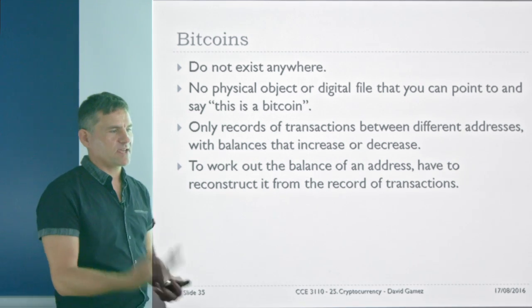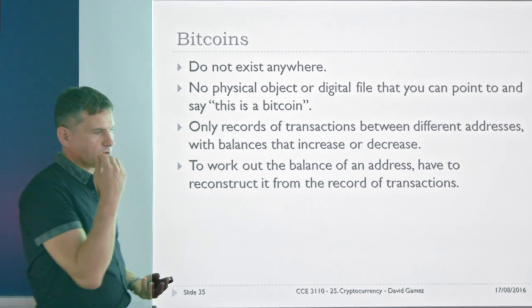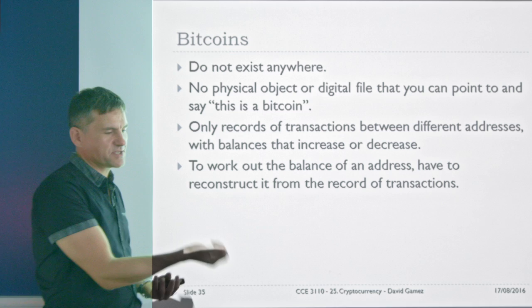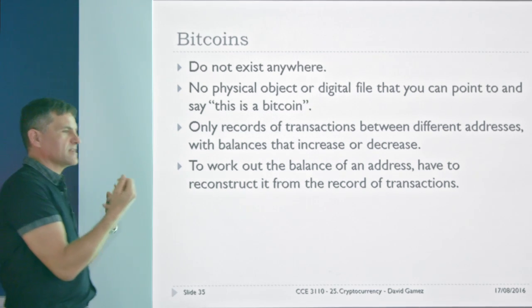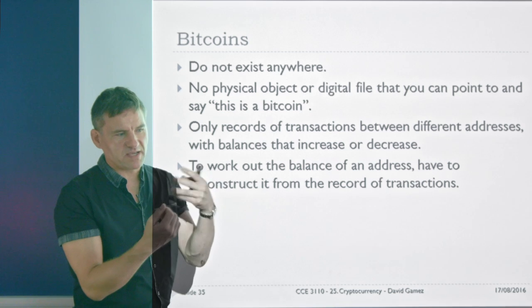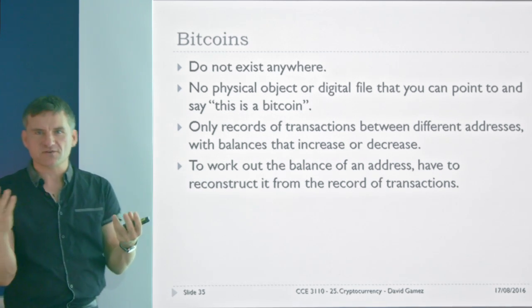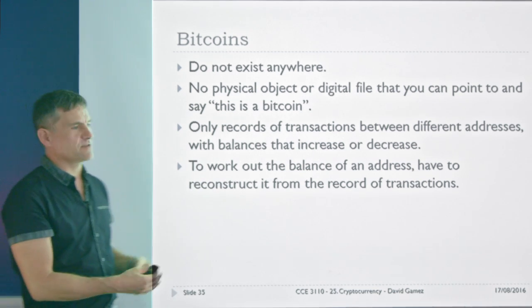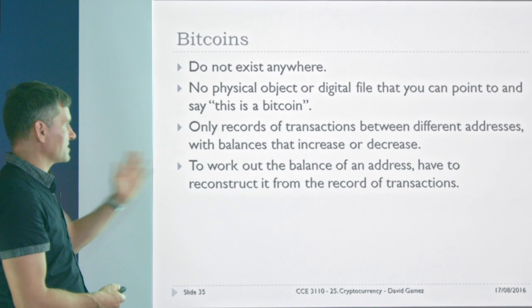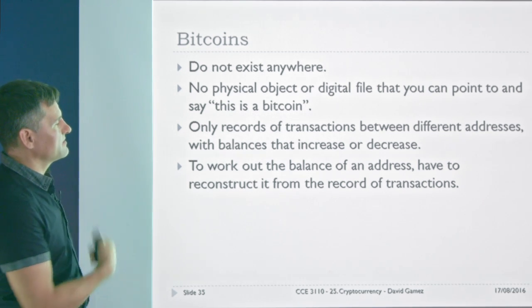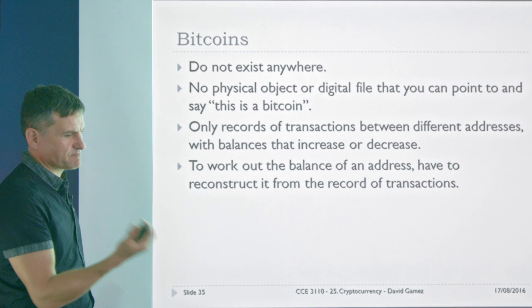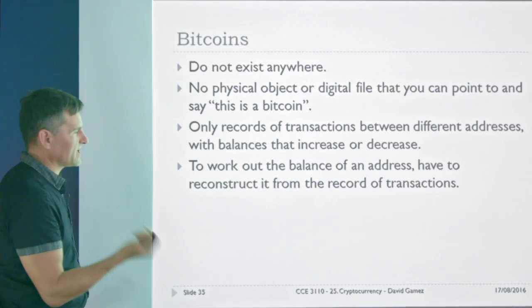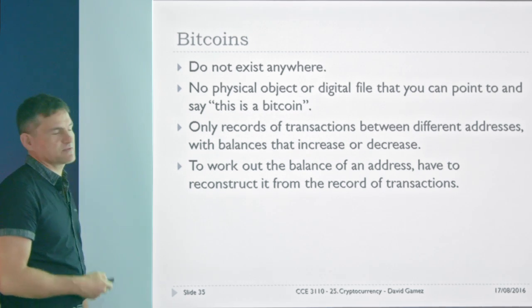All you have is an address derived from your public key, and there's a series of records that transfer Bitcoins to that address. But it's just a series of records. It's not an actual physical thing or even a physical computer file, just records of transactions between different addresses with balances that increase or decrease. And if you want to work out how many Bitcoins a particular address has, then you have to reconstruct that from the record of transactions.